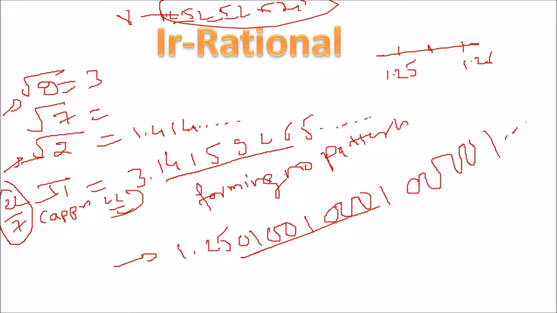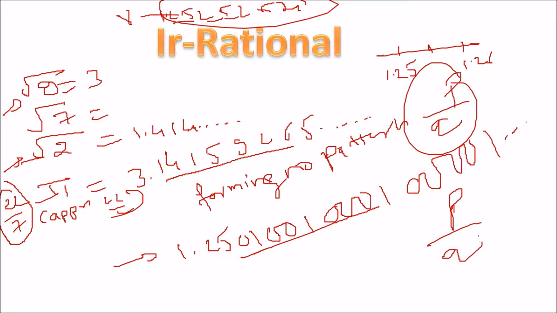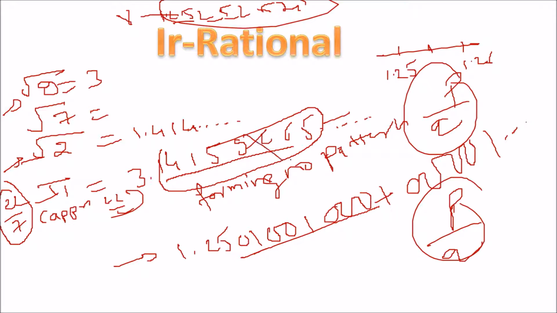So I hope you got the idea of the difference between rational and irrational numbers. Those which can be placed in p by q form are rational. Those which cannot be placed in the form of p by q are irrational. In irrational numbers, the digits are never ending, but they will not form any pattern. In rational numbers, they will form a pattern, and they may end or may not end. So these are the differences between rational and irrational numbers.